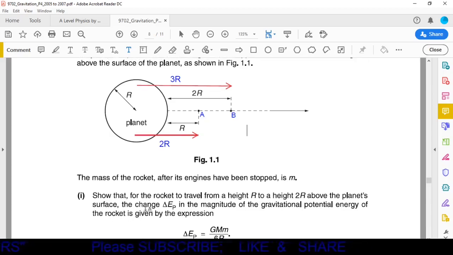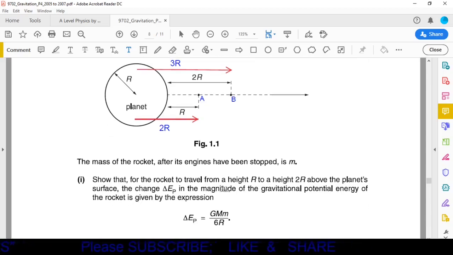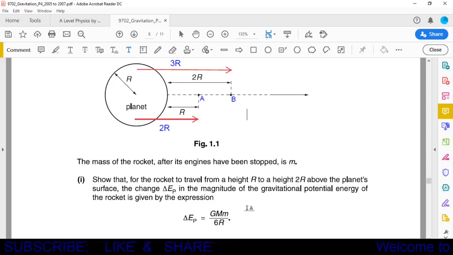Part 1, show that for the rocket to travel from a height R to a height of 2R above the planet's surface, the change in potential energy, delta EP, in the magnitude of the gravitational potential energy of the rocket is given by the expression delta EP is equal to capital G capital M small m over 6R. Okay, we have to write this expression.